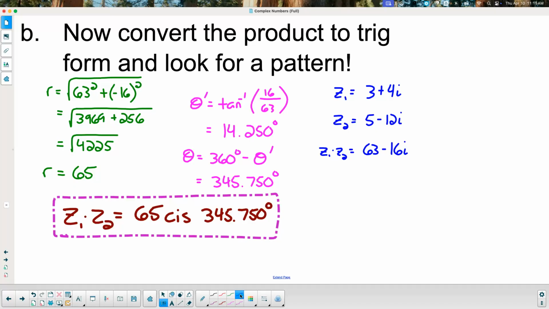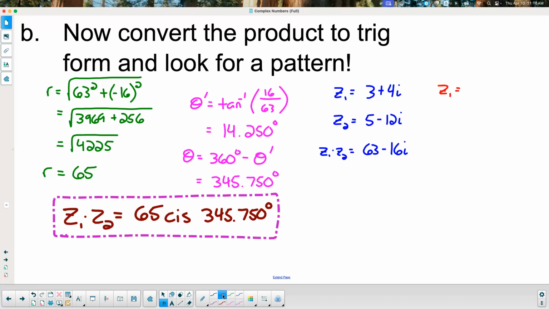Three plus 5 is not 63. 4 plus negative 12 is not negative 16. It's okay not to see a pattern. Do you see one? I don't. I personally don't. Okay? So then let's go here in red now, and let's go with trig form.